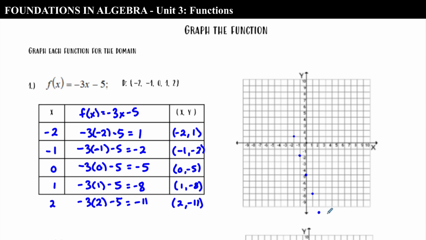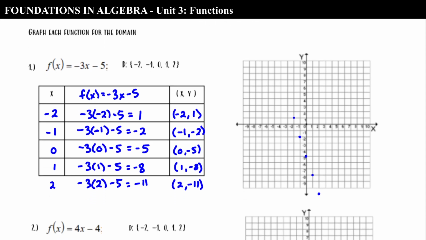Now you notice these points make a straight line. If we were to connect them, we would have a straight line. What we have here is the graph of a line. We're going to be talking more about that as we go along, but this is a graph of a line.